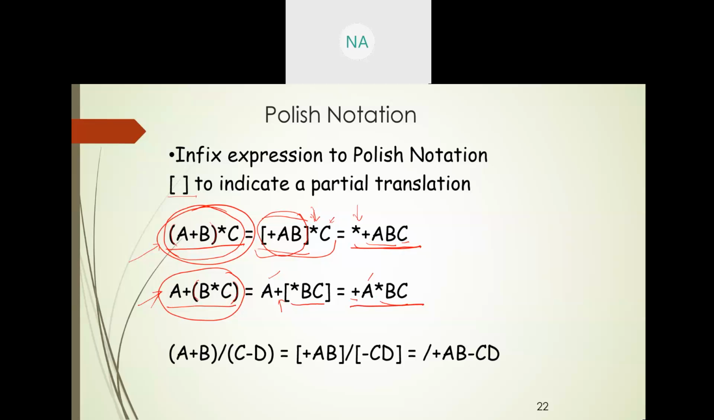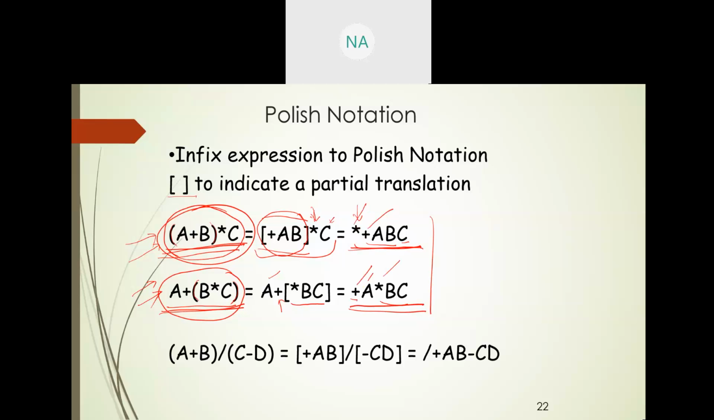Obviously you can see that since these two expressions are different, the corresponding Polish notations are also different. If you remove parenthesis, then these two expressions are same. That is, the order of all operators are same in both the expressions, and the order of all the operands are also same. But this is not true for the Polish notation of these expressions, right? The order of operator is different. Here multiply comes first, then plus, and in this first plus comes and then multiply, right?